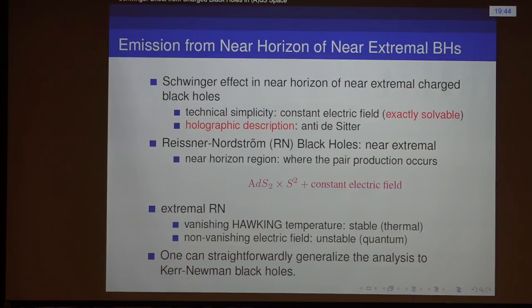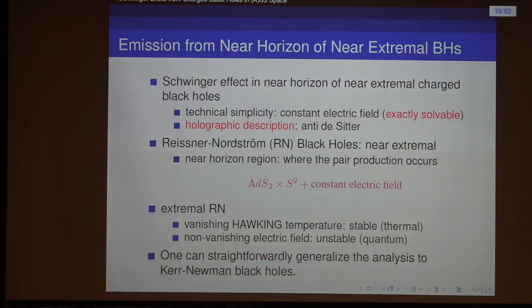So if we consider the near-extremal black hole, we know the near-extremal black hole has an AdS2 cross S2 structure if we focus on the region near the horizon. Also, the electric field becomes constant. So in this background, this is a slight generalization of the Schwinger effect in flat space or in AdS2. Just like in four dimensions, but the structure has AdS2 cross S2 and also a constant electric field.